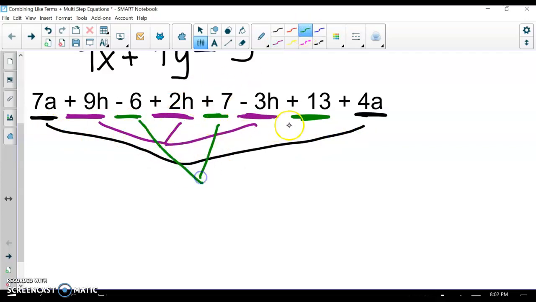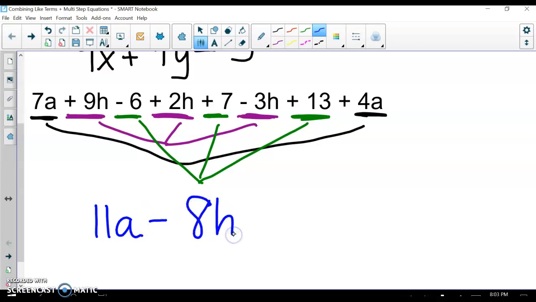And our constants. We combine them all together using the addition or subtraction that is immediately in front of it. So let's go with blue. We have 7a and 4a. So if I have 7a's and I add 4 more, I get 11a. And then I have positive 9h plus 2h minus 3h. So if I have 9h's and I add 2 more, I get 11h's. If I subtract 3 from that, I get minus 8h.